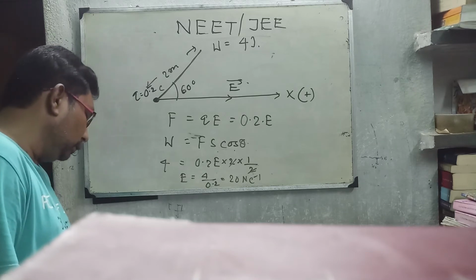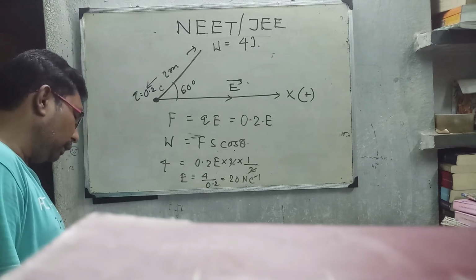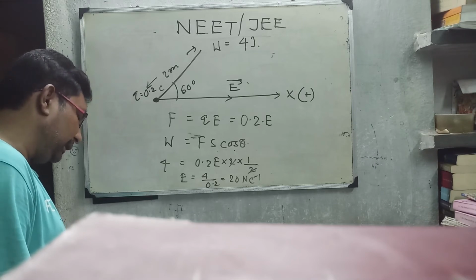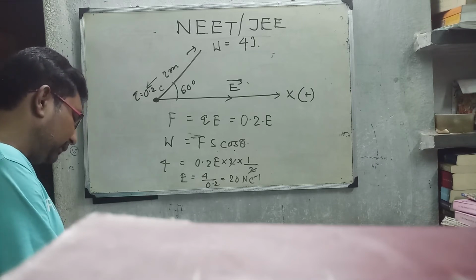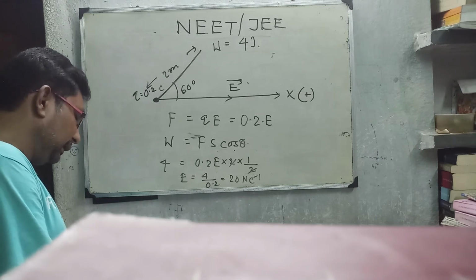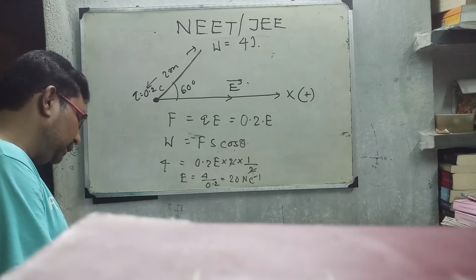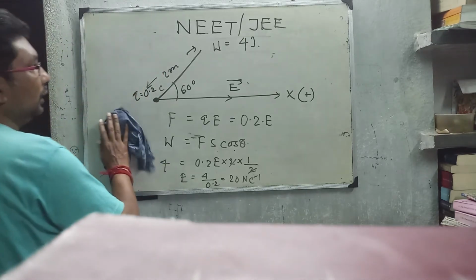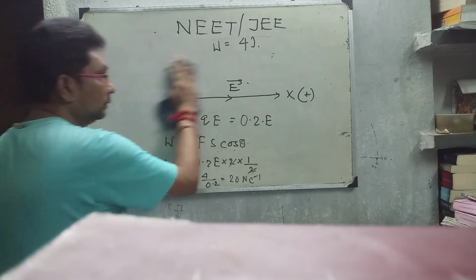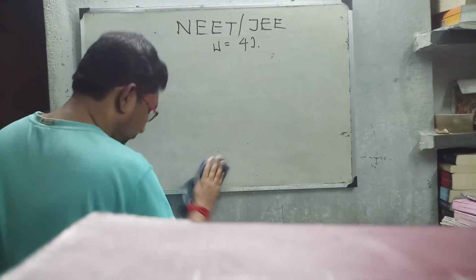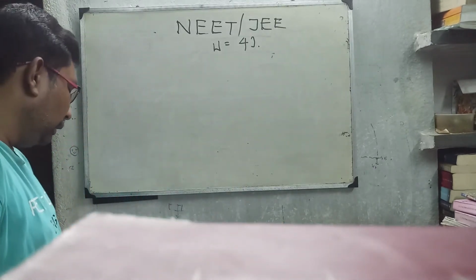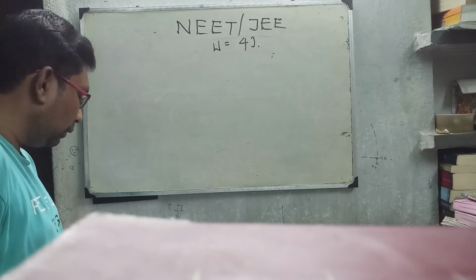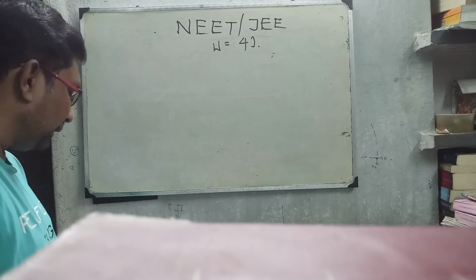A charge of Q microcoulomb is placed at the center of a cube of size 0.1 meter. Very interesting question. Then the electric flux diverging from each face of the cube is, a charge Q microcoulomb is placed at the center of a cube.